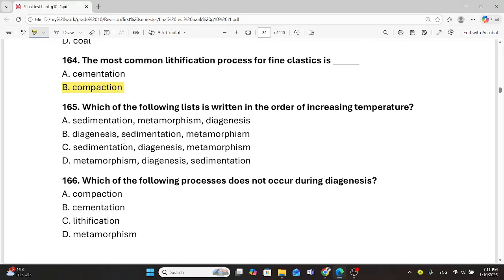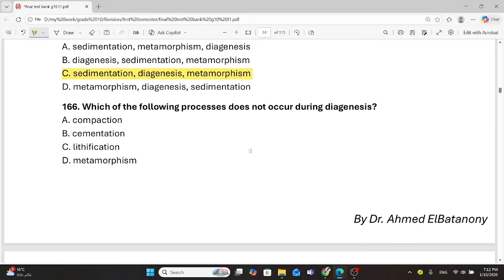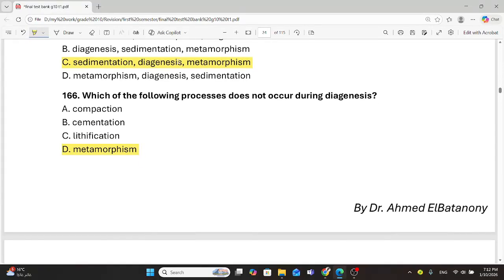Which of the following lists is written in the order of increasing temperature. Increasing temperature أنا بزود الحرارة. طيب يبقى أنا أول حاجة من غير حرارة خالص اللي هو sedimentation. بعد كده الدايجينيسيس. بعد كده الميتامورفيزم. يبقى C. طيب which of the following process doesn't occur during diagenesis. Metamorphism لأن احنا لسه قايلين دي بعدها.